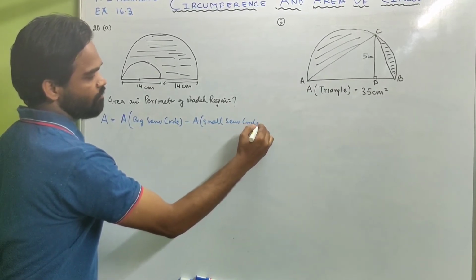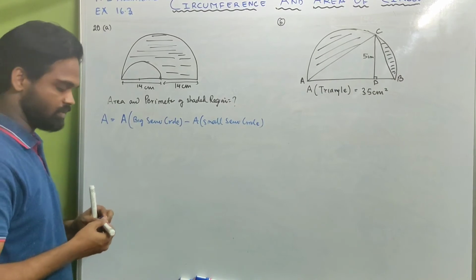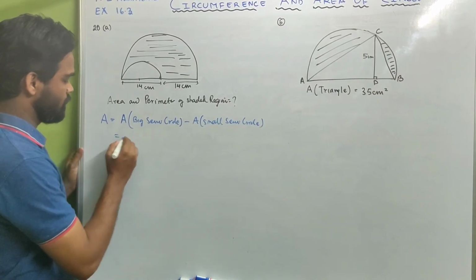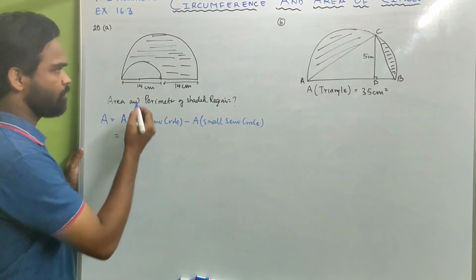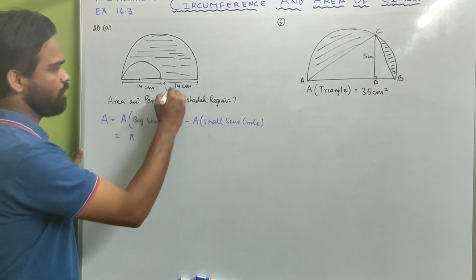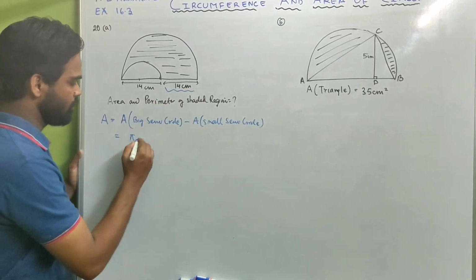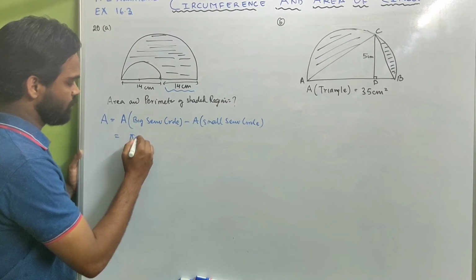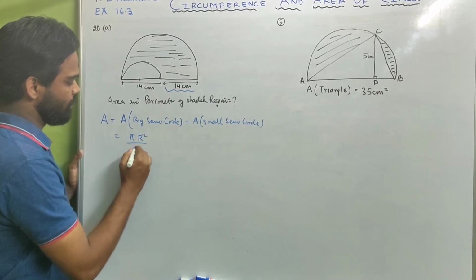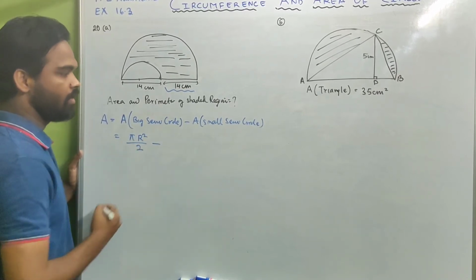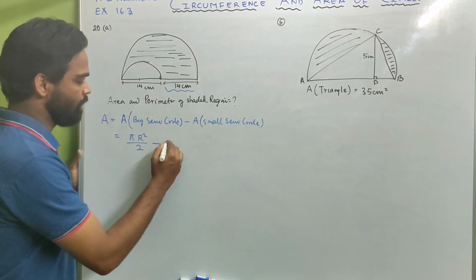semicircle, isn't it? Now, area of big semicircle is nothing but pi. Suppose the bigger radius is r, so r is definitely 14 over here. So pi r square by 2, and area of smaller semicircle will be pi.